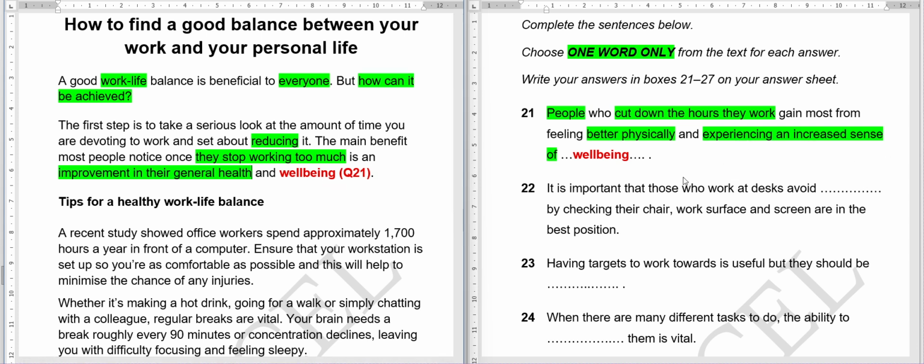So and improvement, here is improvement in this. So for health, basically you can say physically, and for mental and physical, basically those health we will use well-being. So we cannot say increase sense of health. That doesn't make any sense, obviously. Okay, moving on to the next question, number 22.